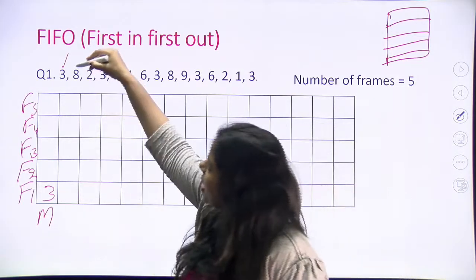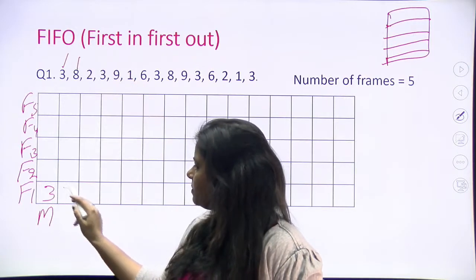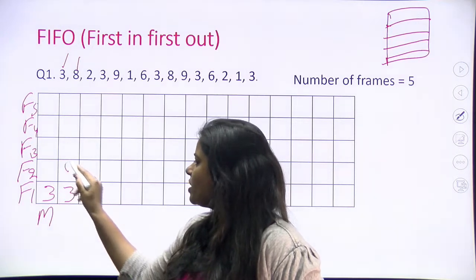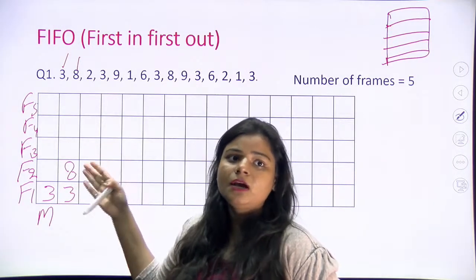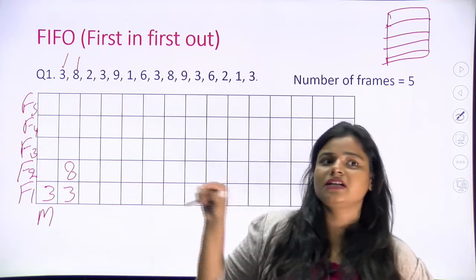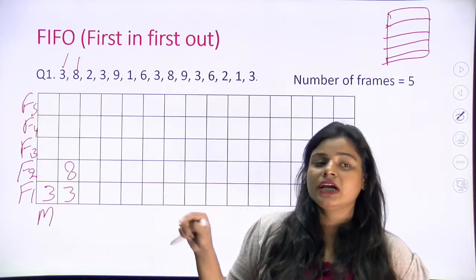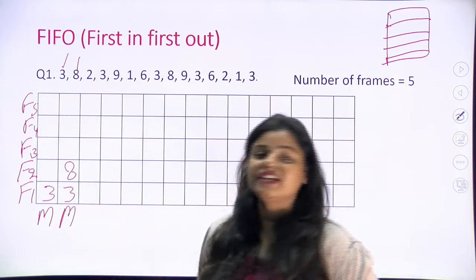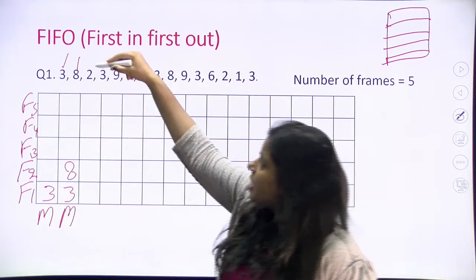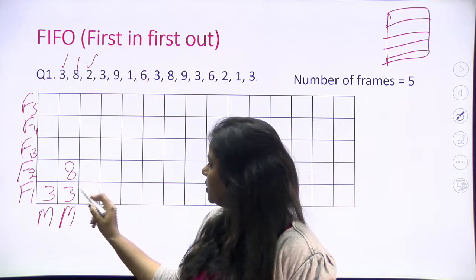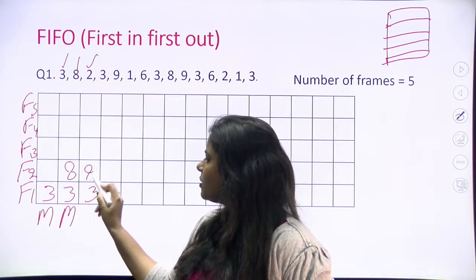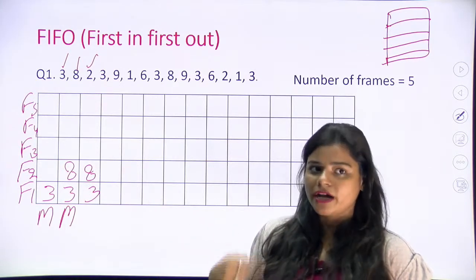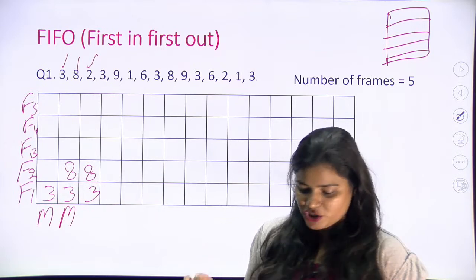So next I am having 8, and 3 is already present inside the first frame. I will put 8 over here because the frames are empty, but 8 was not present already inside the main memory. In such a scenario I will write it as a page miss or page fault. Now I am having 2. 3 is already present, 8 is already present, 2 is not present inside the main memory. In such a scenario again we are having a page fault or page miss situation.